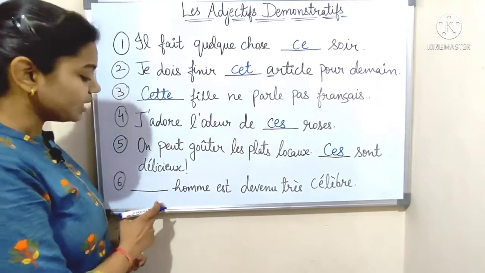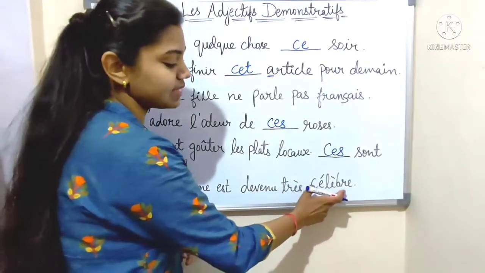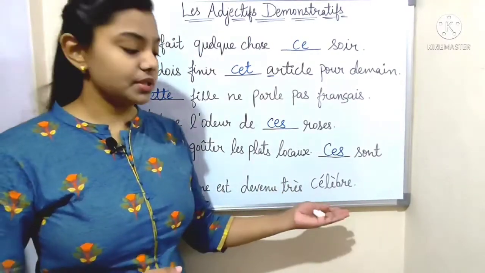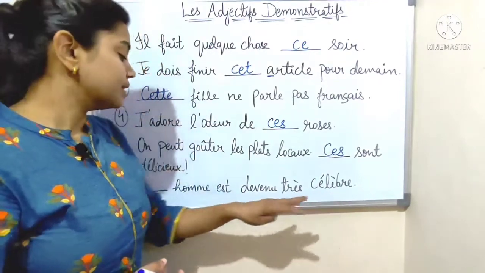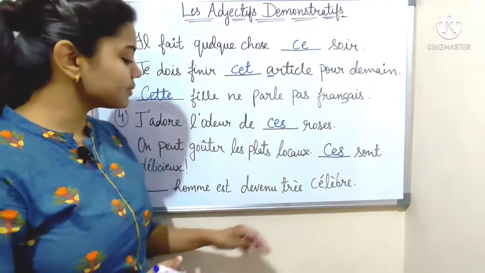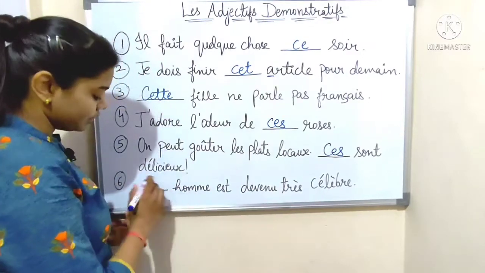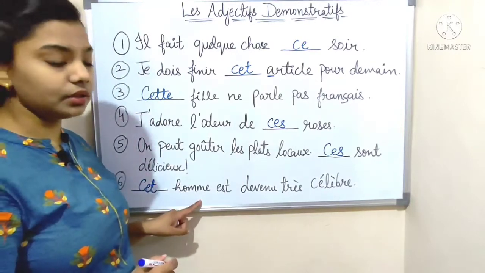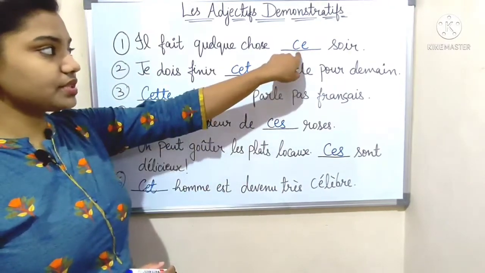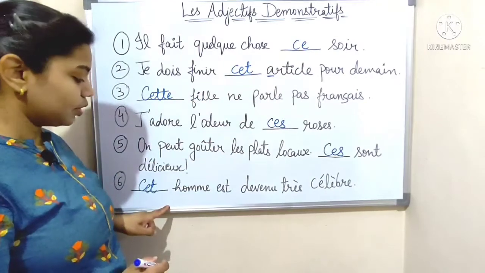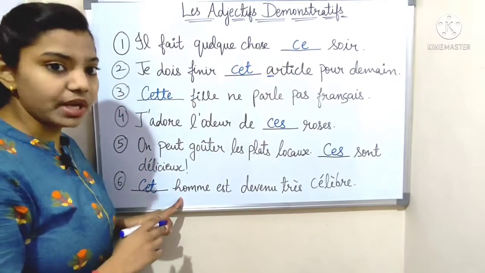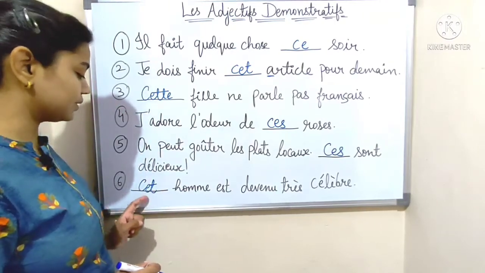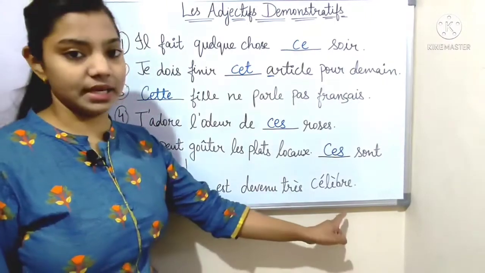Number 6: dash homme est devenu très célèbre, which means this man became very famous. Célèbre means famous. For homme we use cet, because homme is masculine singular, but we do not use ce, we use cet here, because h is a mute h. In this sentence we have a mute h, so that's why we use cet. So cet homme est devenu très célèbre.